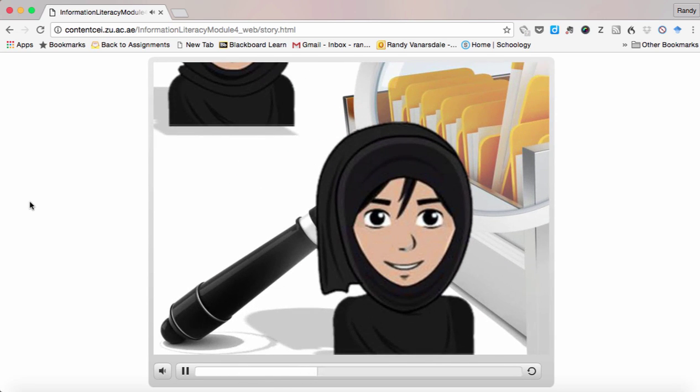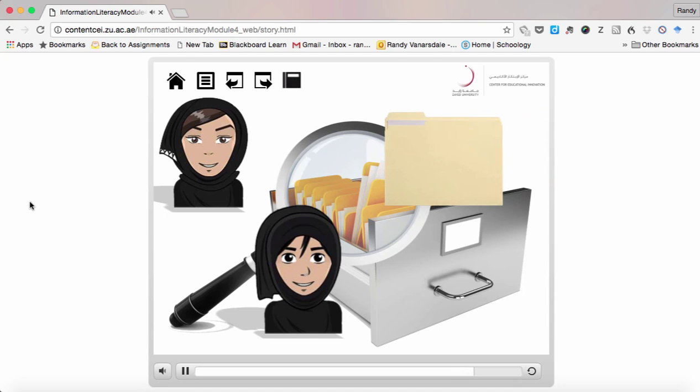Don't you think we should create two folders? One for reliable sources and another for unreliable? Good idea.